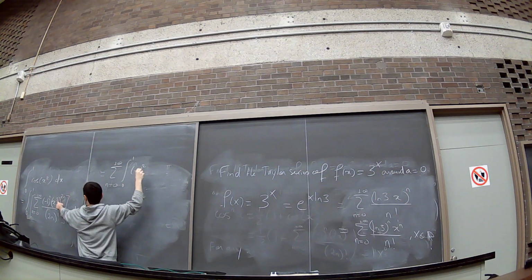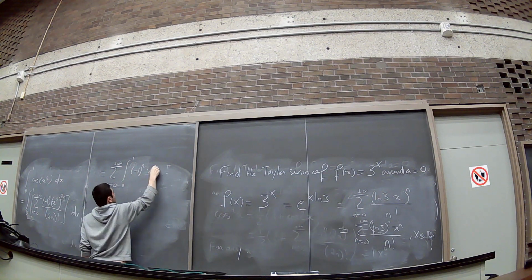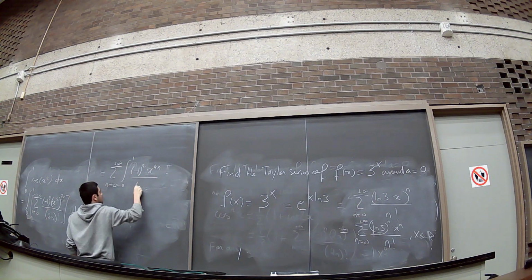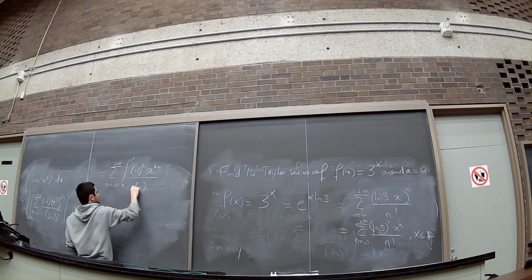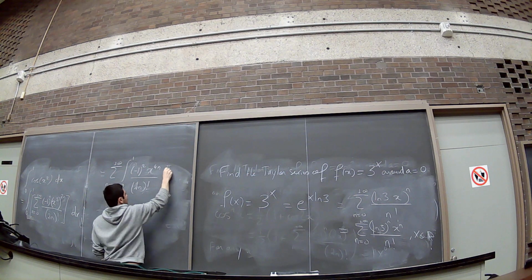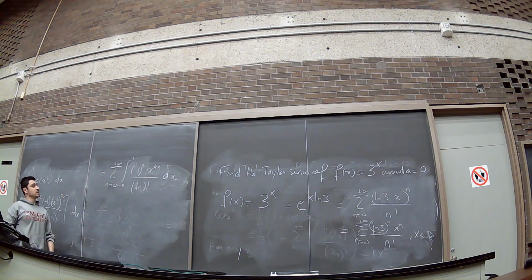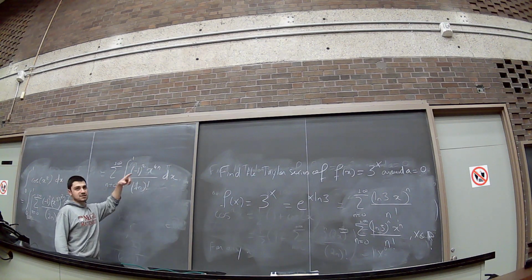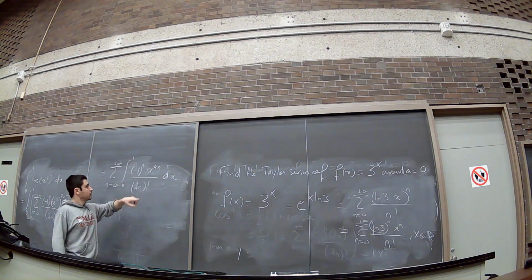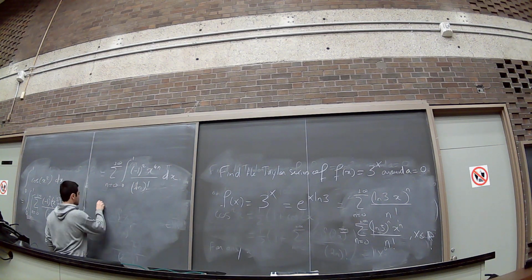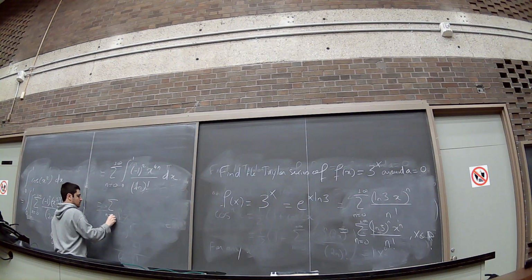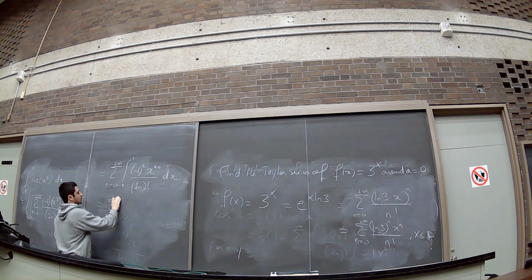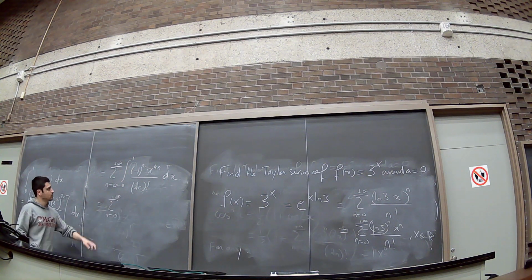So x to the 2n squared, what is that? It's x to the 4n over 2n factorial. How do you integrate this? Easy to integrate, right? So what's the integral of x to the 4n? This is x to the 4n plus 1 over 4n plus 1, from 0 to 1. So what do you get?